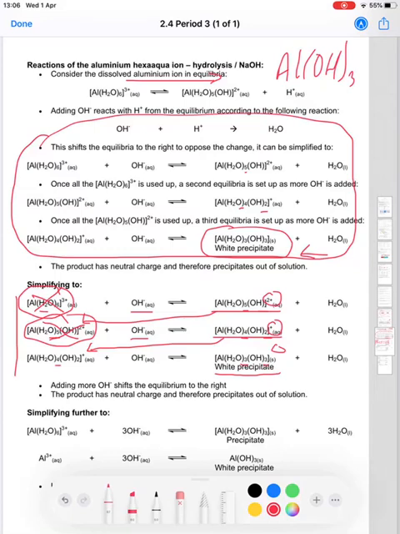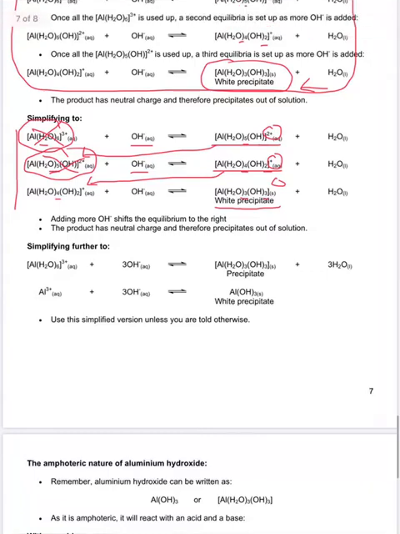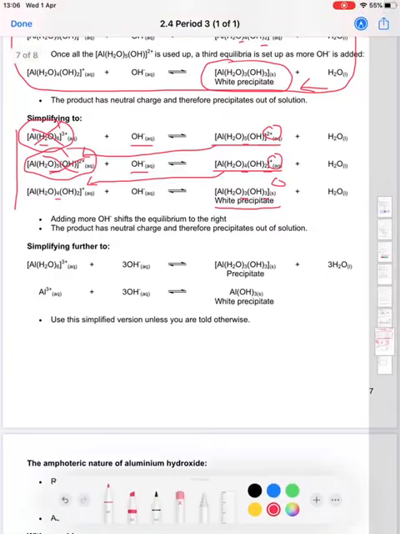Again, this can be simplified further by doing it all in one stage. So we could do it in one stage where we've got that. So we've got 1 mole of that with 3 moles of hydroxides. So the first mole of hydroxides will remove 1 hydrogen from one of the waters. The second mole of hydroxide will remove a hydrogen from the second lot of waters. And the third mole of hydroxide will remove the hydrogens from a third water, which gives you this, which is our precipitate, which is white.